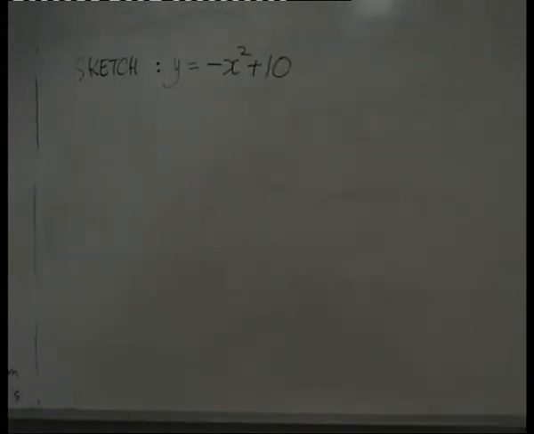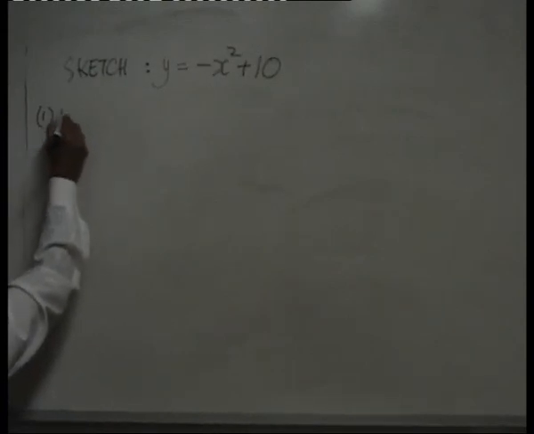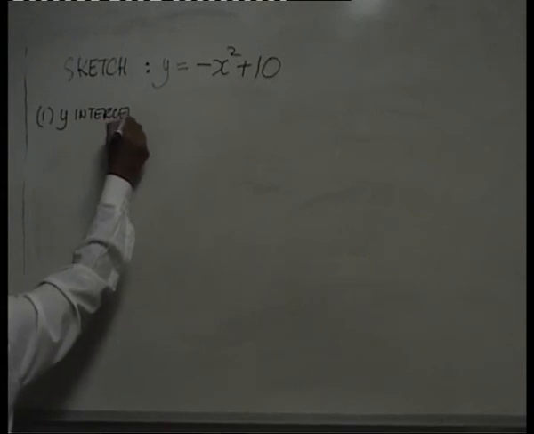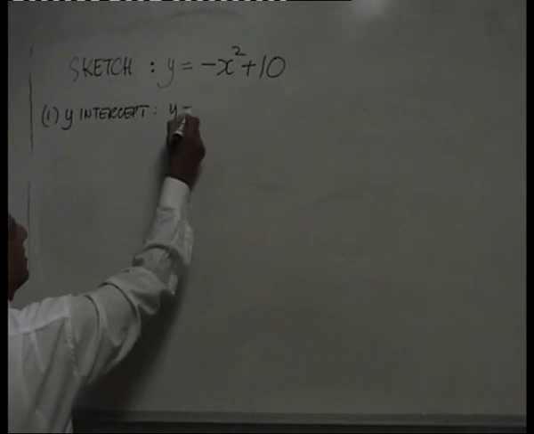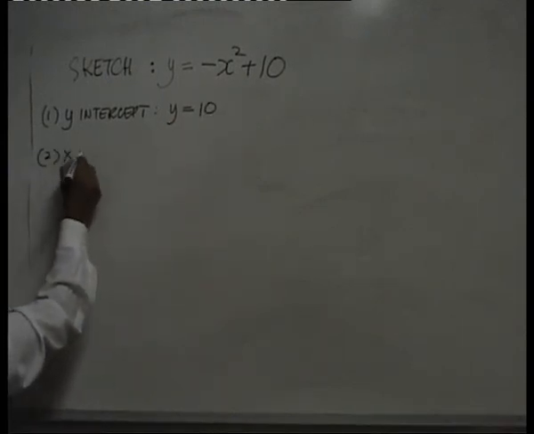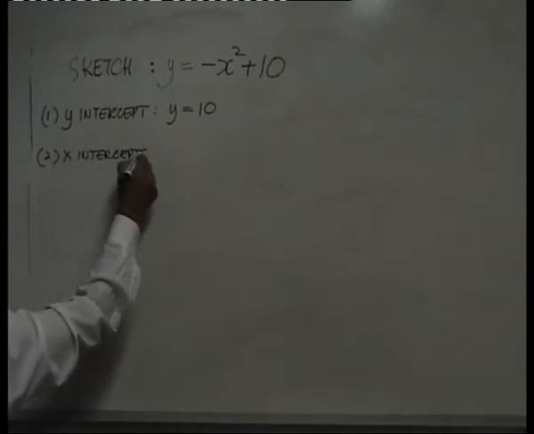So we're looking at our last example on drawing parabolas. Here is a question, and we'll go step by step and see what happens. Number one, if you want the y-intercept, by now you are quite smart and you know that if I put 0 here, then the y-intercept is 10. Number two, x-intercepts.